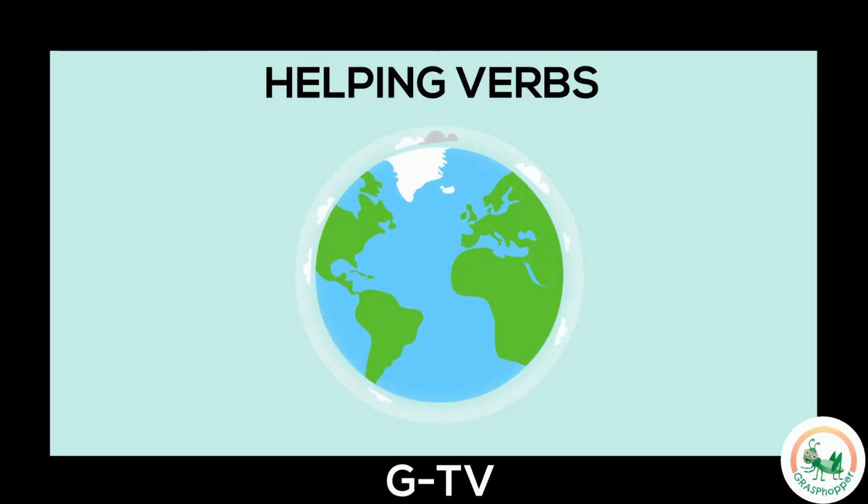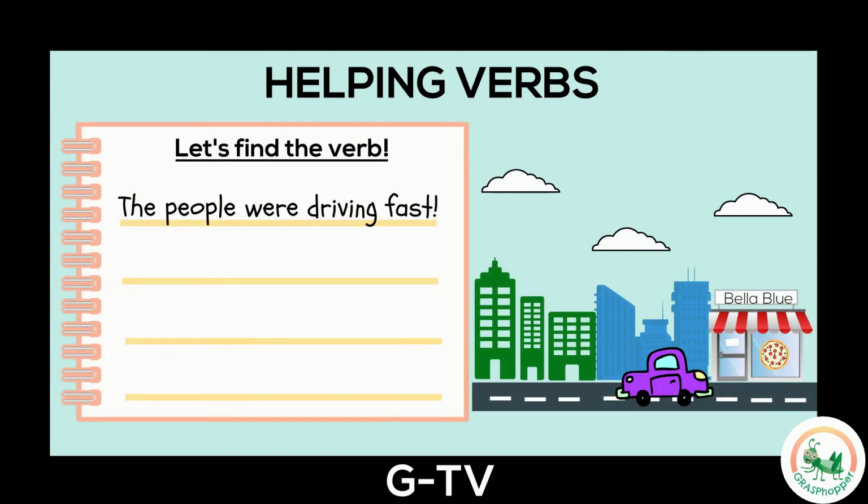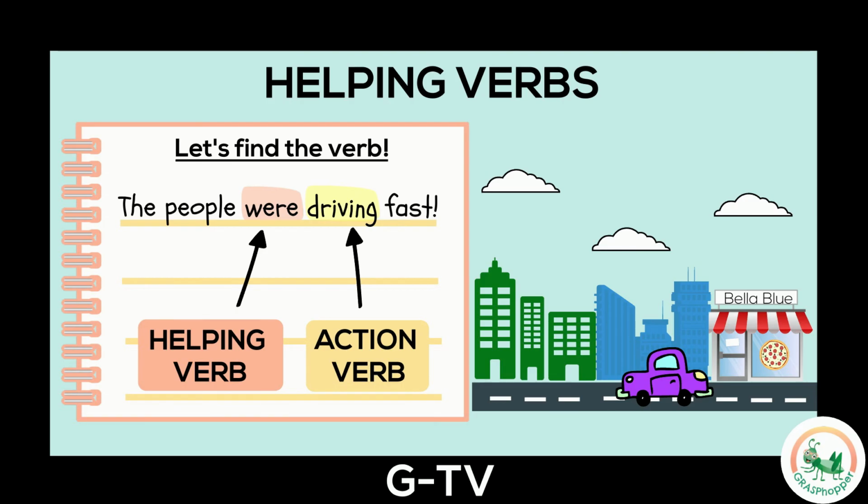We took a trip to New York City. Here is a sentence about the trip. The people were driving fast. Let's find the helping verb. We look for what the subject is doing, driving. The word were comes before the action verb driving to describe when it happened. So were is the helping verb.